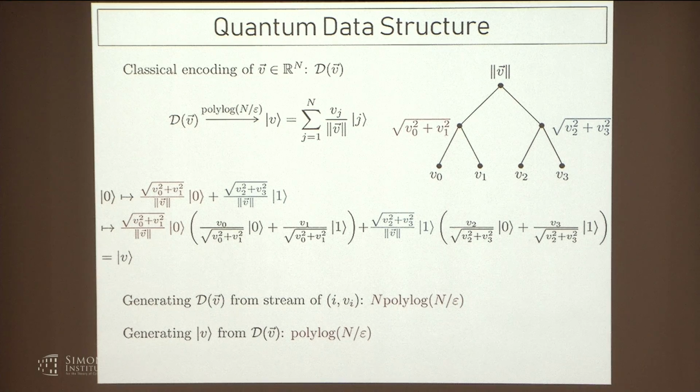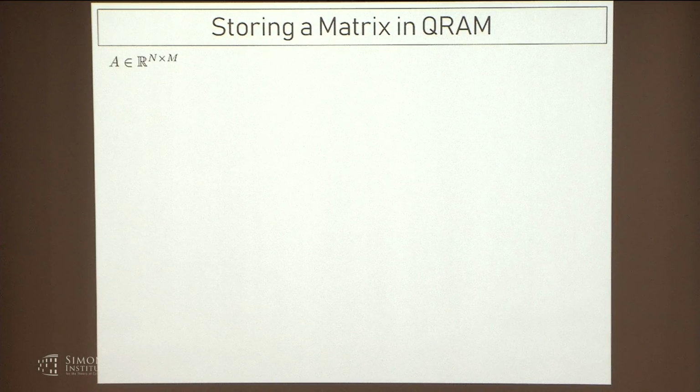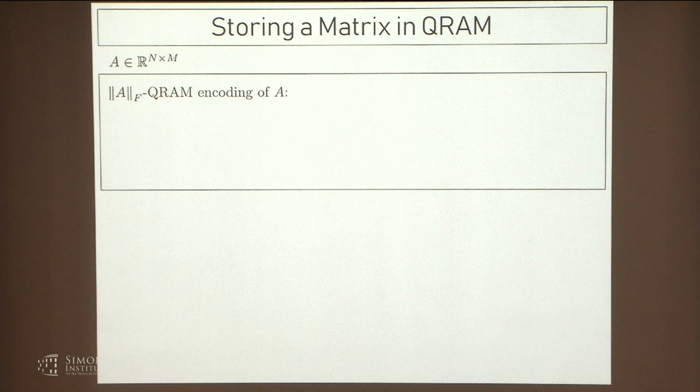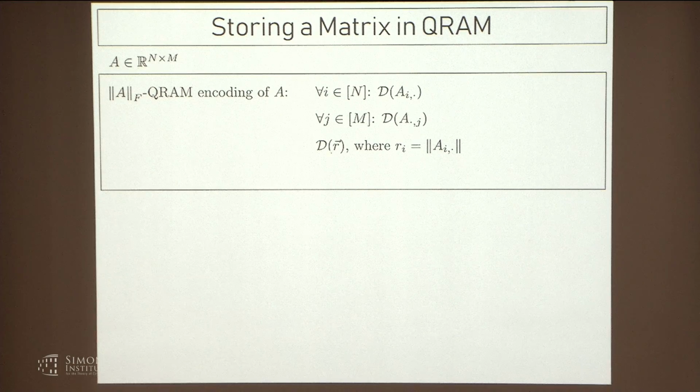So, but we actually want to encode not just vectors, but matrices as well. So say you want to encode an n by n matrix. Here's one way that you could encode it. I'm going to call this the Frobenius norm QRAM encoding of A. For every row of A, you're going to encode it in the data structure I just described, this tree-like data structure. Every column of A, these are all just vectors, so you're also going to encode every column of A in this tree-like data structure. And similarly, you're going to encode a vector of the row norms of A and a vector of the column norms of A.